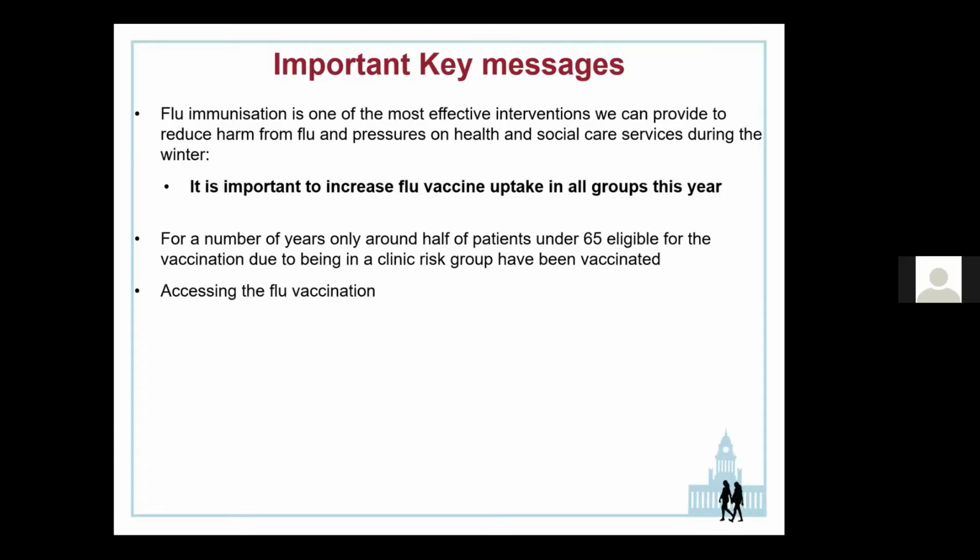In terms of those accessing the flu vaccination, those over age 65 and under 65 but in a clinical group will be contacted by their GP to book their vaccination at either a surgery or a community pharmacy. Pregnant women will be offered their flu vaccination by their midwifery team or by their GP. School-aged children will be provided their flu vaccination at school. However, parents will need to provide prior consent by filling in a form which their school will direct them to.